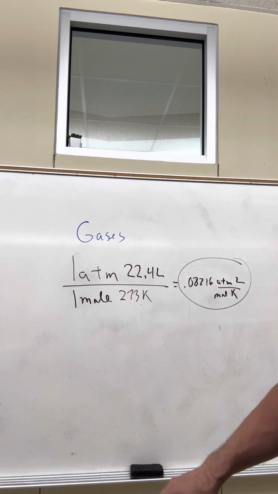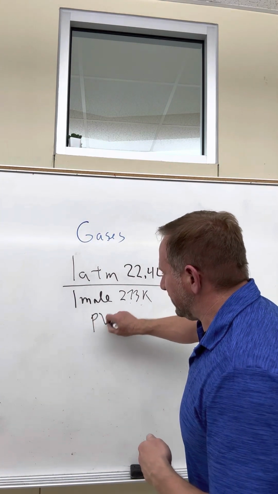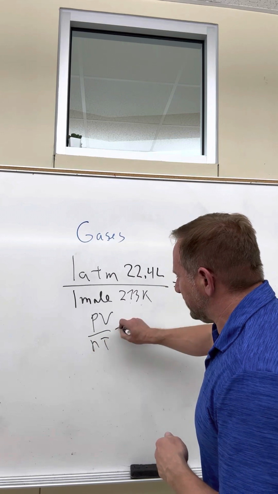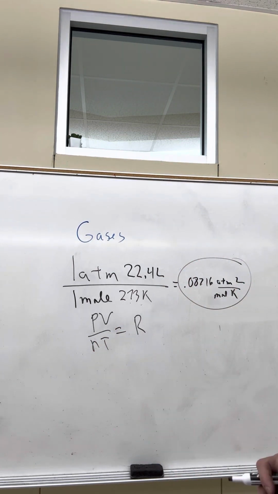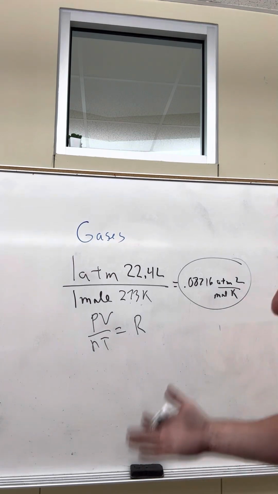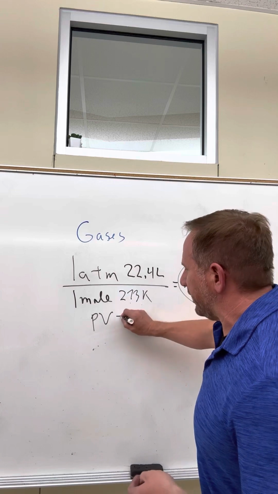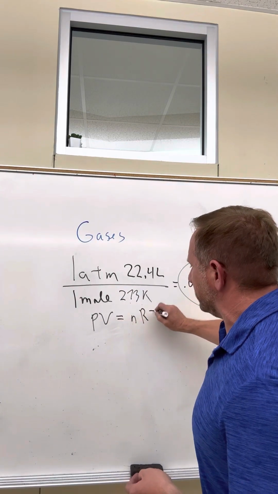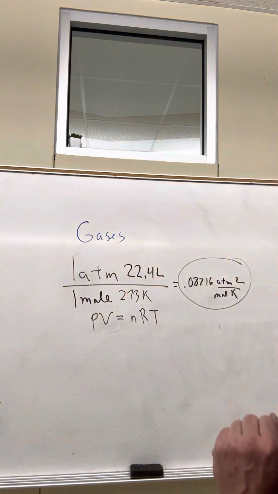Now, what we can do is see that PV over nT is equal to R, and R is always gonna be that number. It's called the universal gas constant. Now we can rearrange this formula. I still don't like rearranging it, I hate that we rearrange it, but we can, and now we have ourselves our PIV-NERD. We have our ideal gas law.